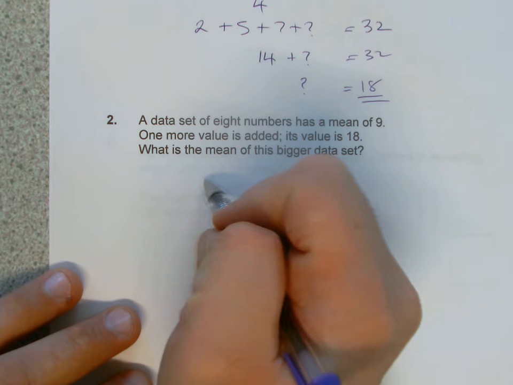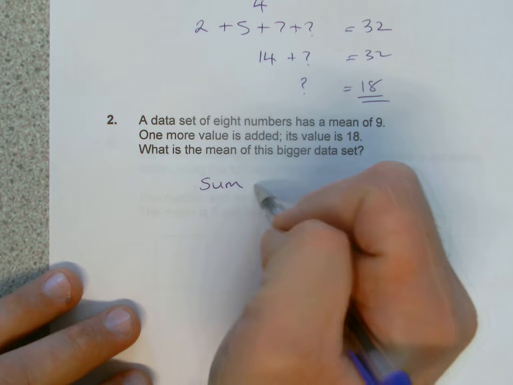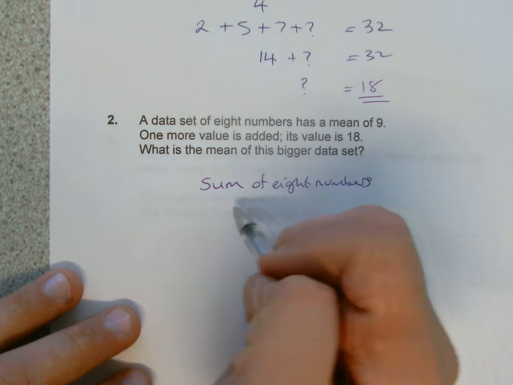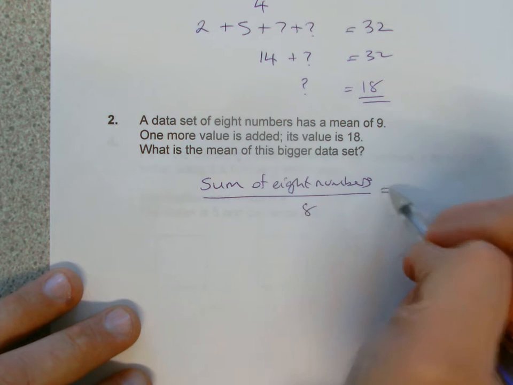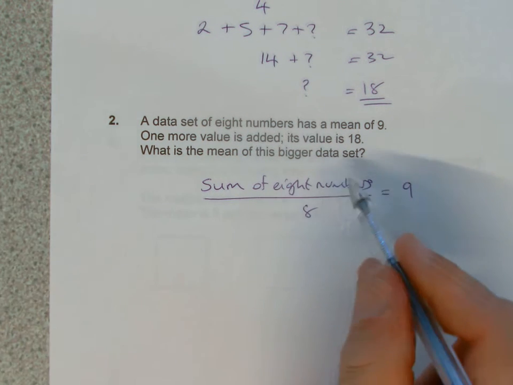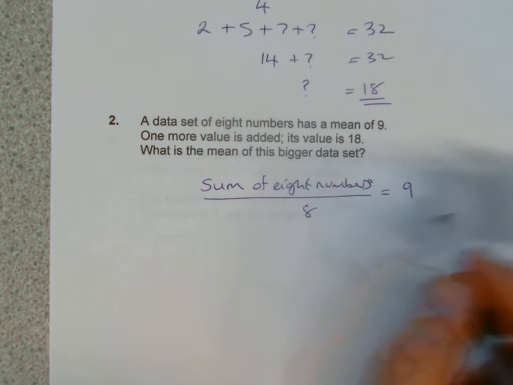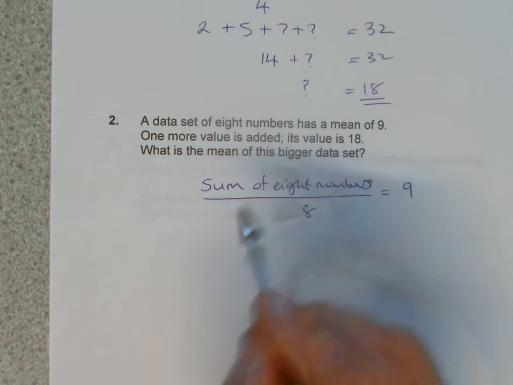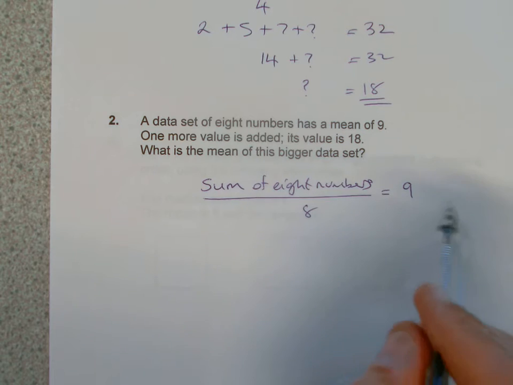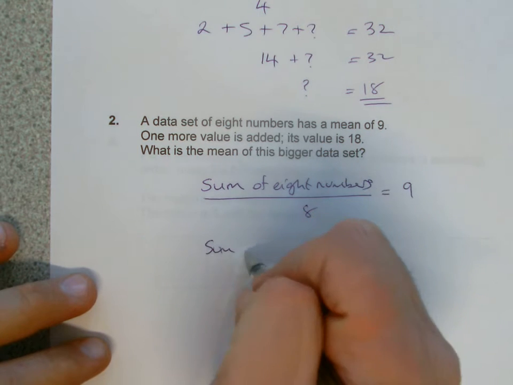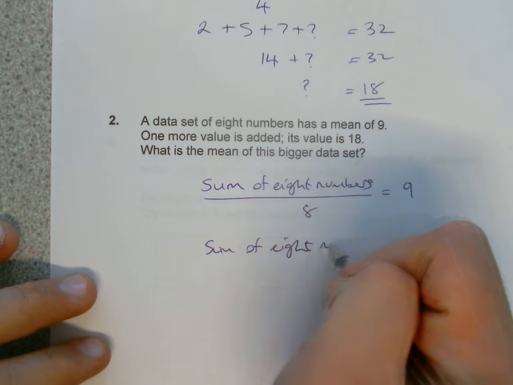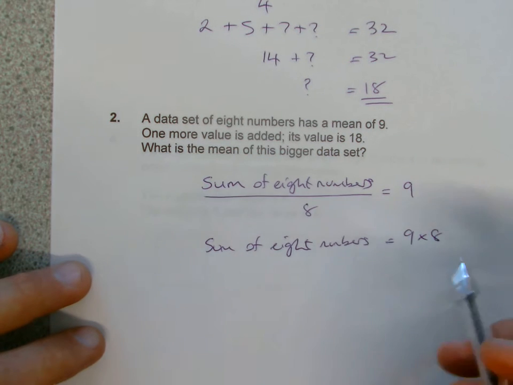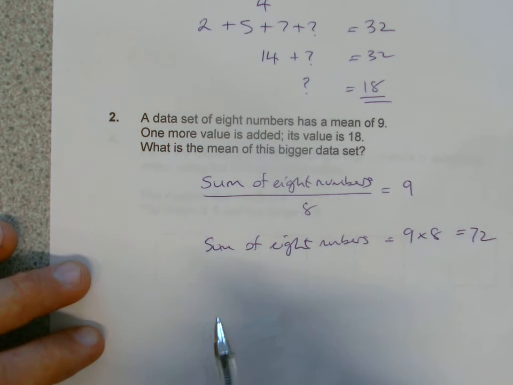So when you work out the mean, of course you add all the numbers up, don't you? So we've got the sum of the 8 numbers, whatever those are, and you divide that by 8, and it gives you 9. So we need to think of a number that when we divide by 8, we get 9. That number will give us the sum of these 8 numbers. We can work this out by multiplying by 8. We can take the 8 over and multiply, so we get 72. So the sum of these 8 numbers is 72.